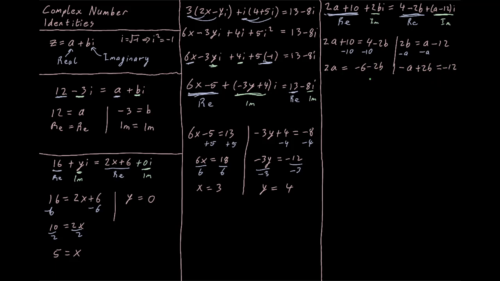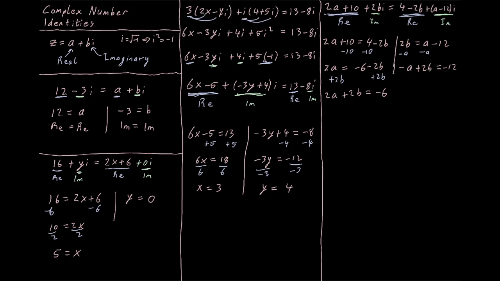I still have a little bit more rearranging to do here. I don't want that minus 2b on the right-hand side. I want my a and my b over by themselves. So I have 2a plus 2b is equal to minus 6. So I have an equation with a and b on the left-hand side and a number, and I have a second equation like that. So now I'm in a position to do my simultaneous equations.